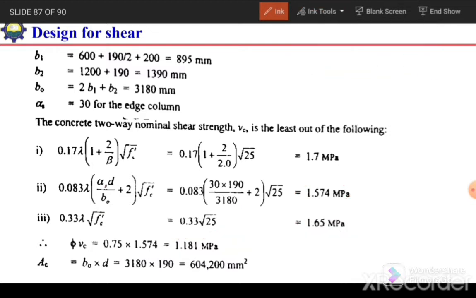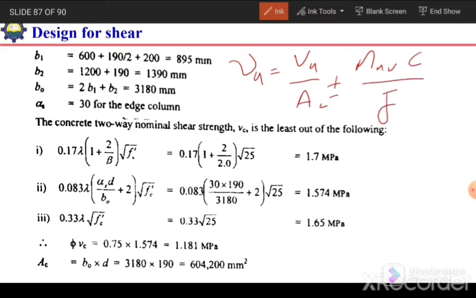Next, our task is to calculate the applied shear, VU, which is equal to VU applied shear divided by AC, plus minus MUV C over JC. Here, first we can calculate the AC value, the area of the critical section. It will be B naught times D, the perimeter of the critical section times the effective depth of the slab. So this much area will be resisting the applied shear.